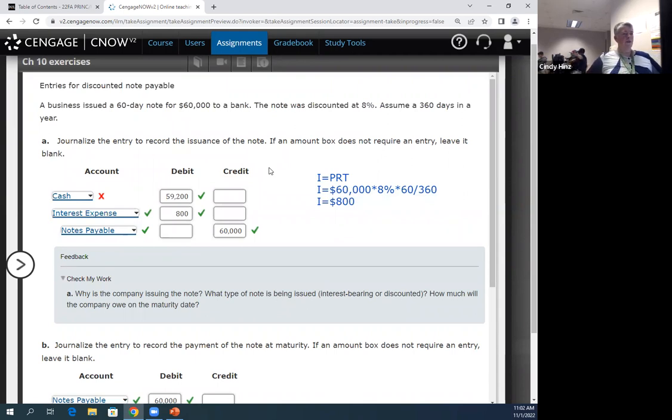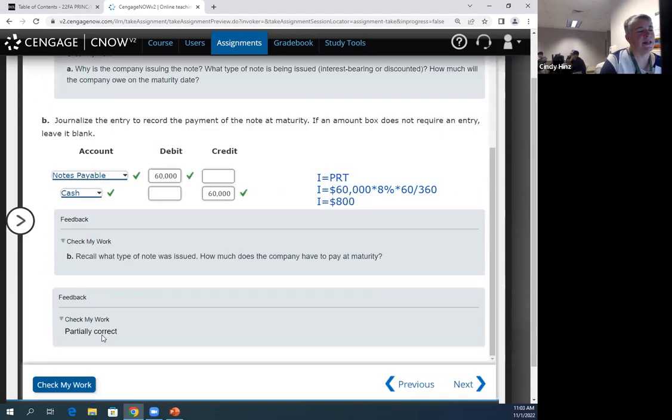Says they're issuing the note to a bank. So I assume that they were borrowing cash. Doesn't say what they're borrowing it for. Yeah, so this is in the check my work feedback. Why is the company issuing the note? It doesn't tell us why they're issuing the note. I assume that they were borrowing cash. But let me just see if it likes this better.